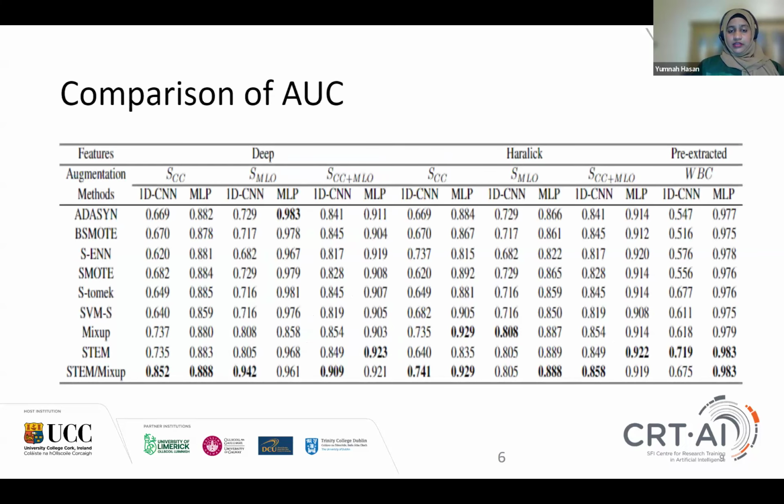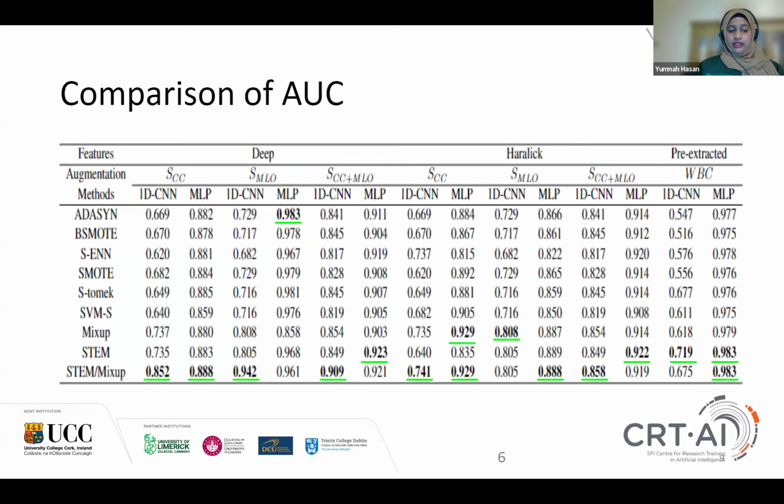So these are our results. We use area under the curve as our performance metric for this task. And here we have deep, Haralick and pre-extracted features based on different views of the images. Each setup used two different classifiers and 9 augmentation methods.